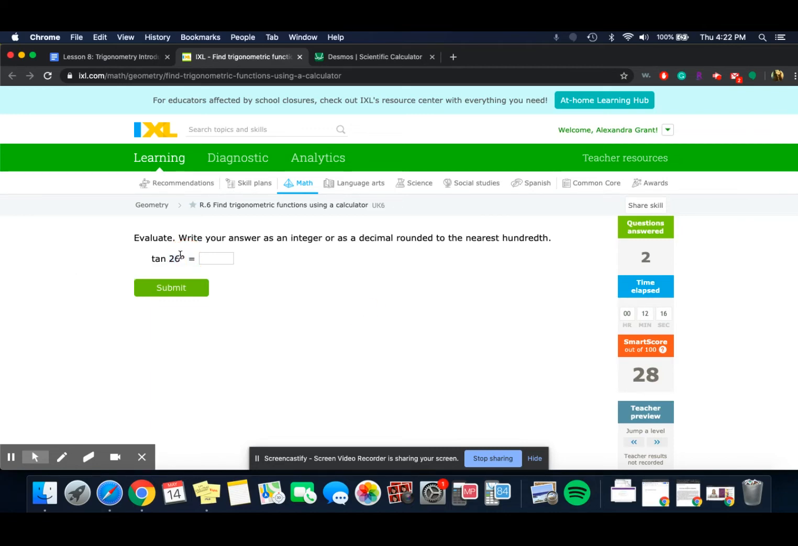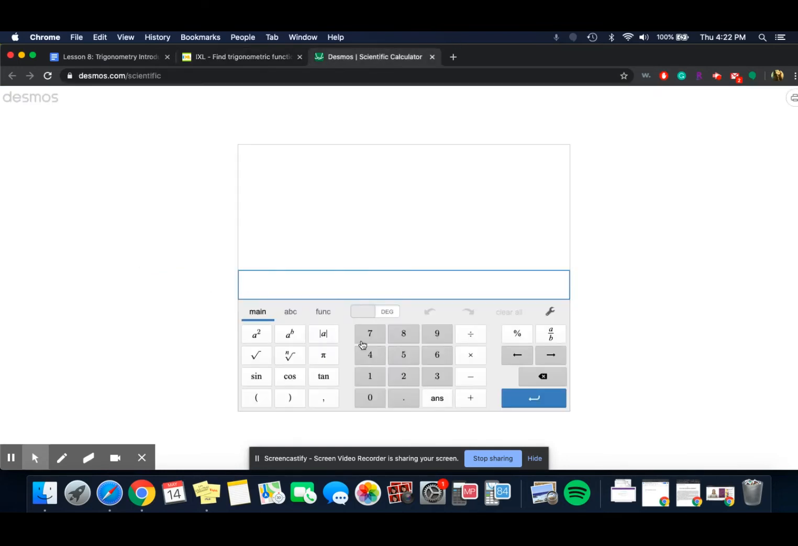So when we type this into the calculator, it's about as straightforward as you'd think. Our trig functions are on the lower left. I want the tangent of 26. I don't even have to hit enter or equal. I don't have to close the parentheses if I don't want to. I just like to get into a good habit of doing that for some later problems that we do, but your answers will show up on the right-hand side.